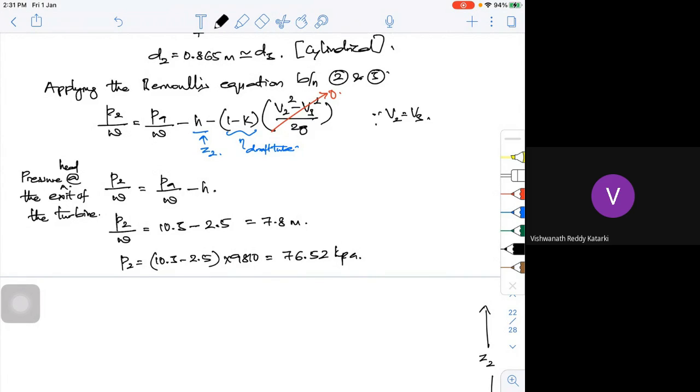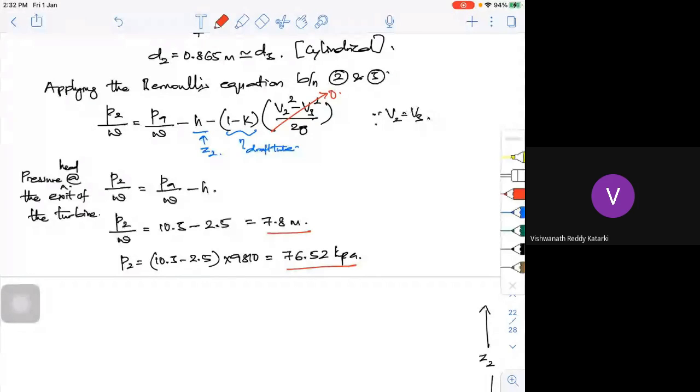This is the pressure at the exit of the runner. Now let us analyze your conical draft tube and see what the pressure is. Suppose I am getting 76.52 kilopascals or 7.8 meters here. If in the case of the conical draft tube this number is less than 7.8 meters, then I am going to prefer a conical draft tube compared to this one, because I am able to recover some amount of pressure, some amount of energy. So that's what we will look into, and then we will comment on it.